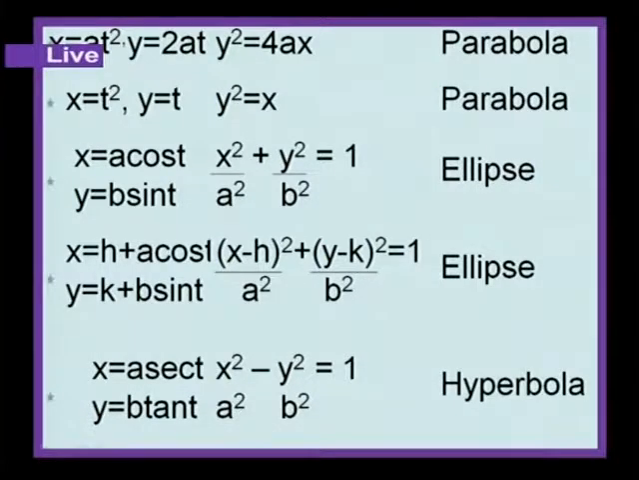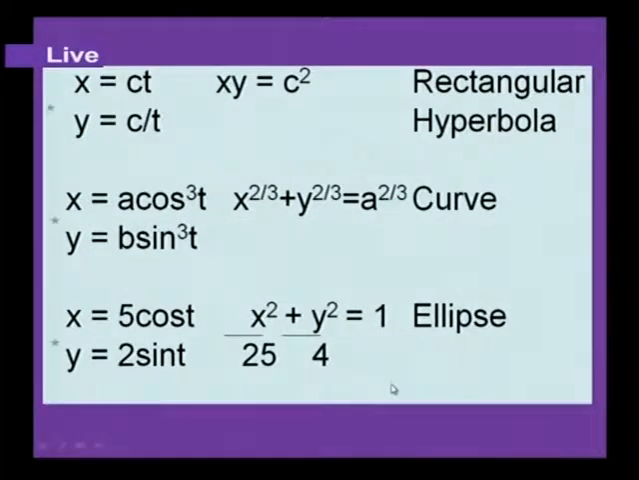Next, we take the hyperbola. X is equal to a sec t, y equals b tan t. We get x square by a square minus y square by b square is equal to 1. It is a hyperbolic form. Next, it is a rectangular hyperbola, and xy equals c square is the standard form. Next, we take this. It is an equation of a curve. This is an ellipse.